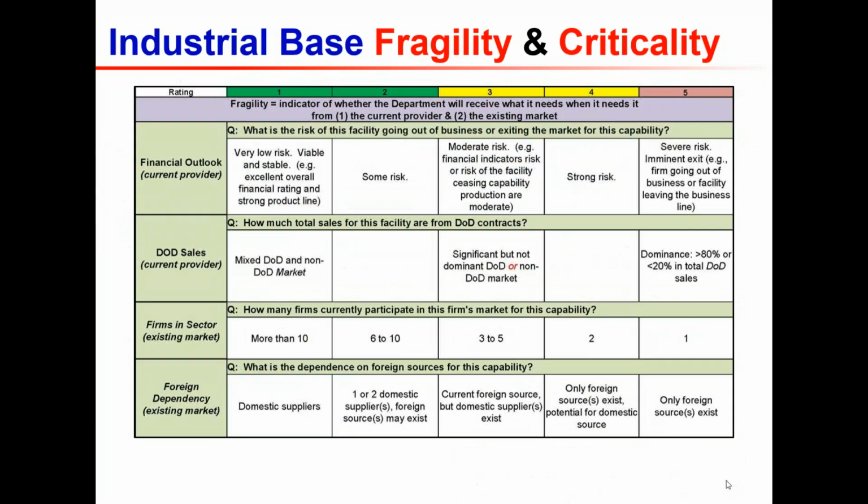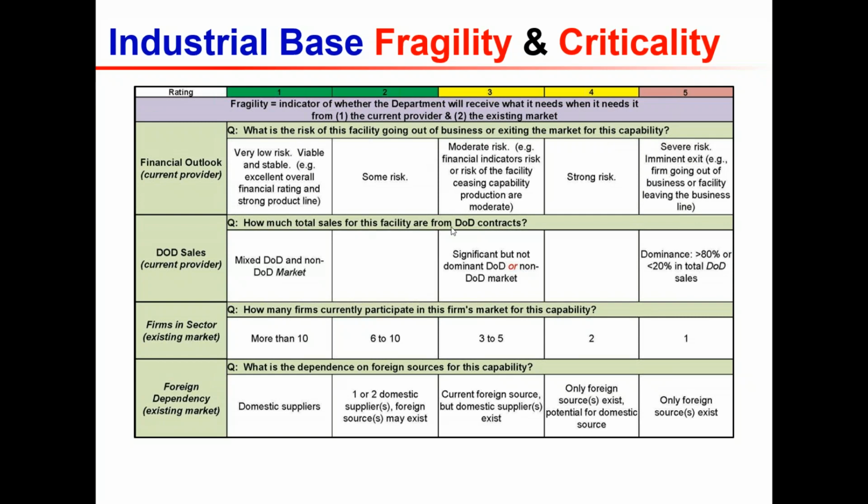So in doing this, one thing that MIBP does within DoD is they actually have a rubric, if you will, of how they grade the industrial base or each sector according to fragility and criticality. So this is how they look at fragility. They rate in terms of financial outlook, right? On a scale of 1, 2, 3, 4, 5, of course, 5 being the highest risk, highest concern, 1 being the best from a DoD perspective. Is there very low risk? This is the first question: what is the risk of the facility going out of business? Very low, very severe.